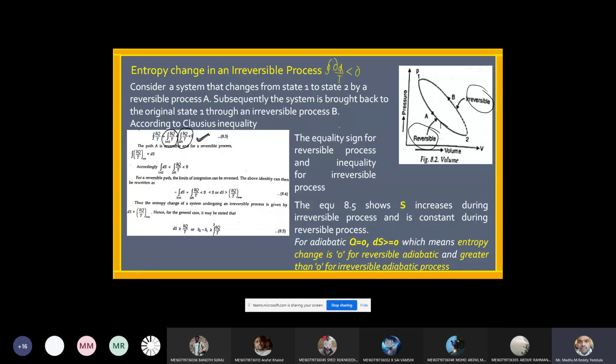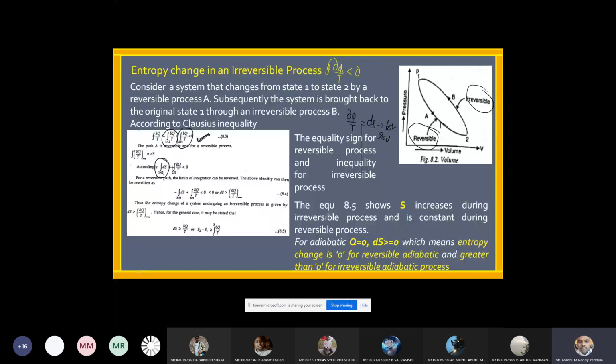So therefore, by keeping this negative sign, dou q by t will be ds. For a reversible process, dou q by t is equal to ds, as we know. Therefore, the integral of dou q by t from 1 to 2 via A can be replaced by the integral of ds from 1 to 2 via A, plus the integral of dou q by t over B, which is less than 0.